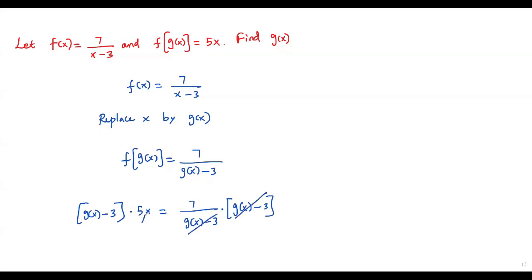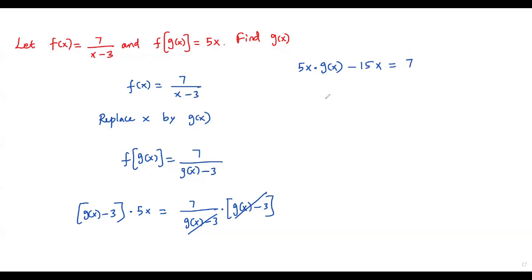Now we can distribute this 5x to this g of x. When I do so, I'm getting 5x times g of x. And when I distribute this 5x to this negative 3, it will become negative 15x, because 3 times 5x is 15x, and we take this negative sign as it is. On the right side, we just have 7.